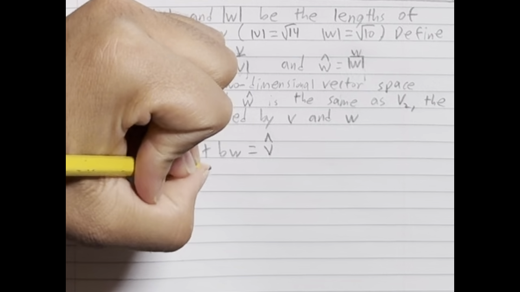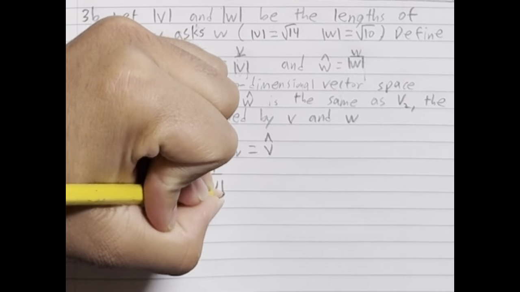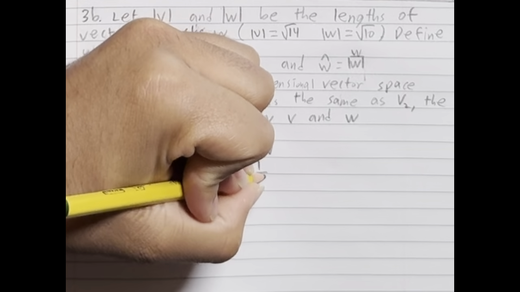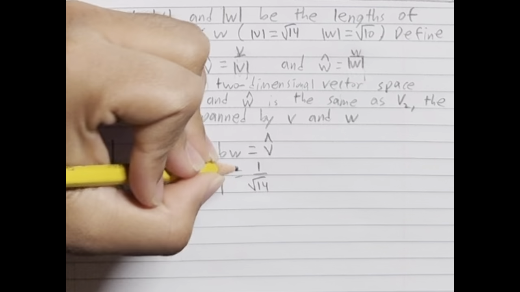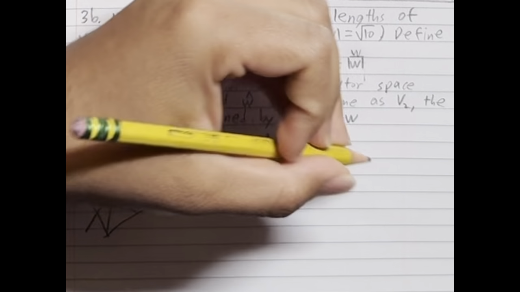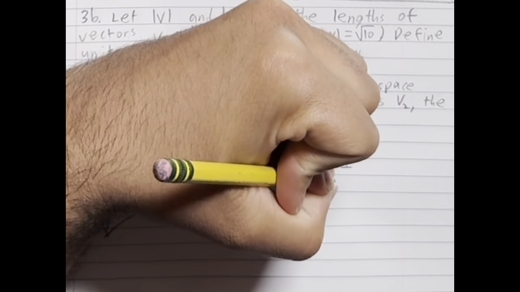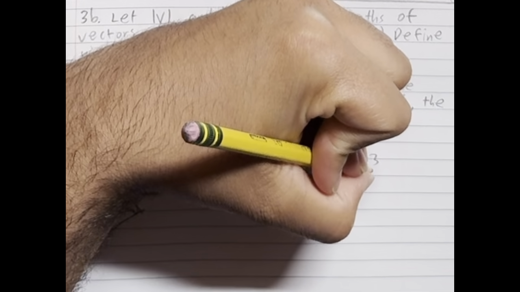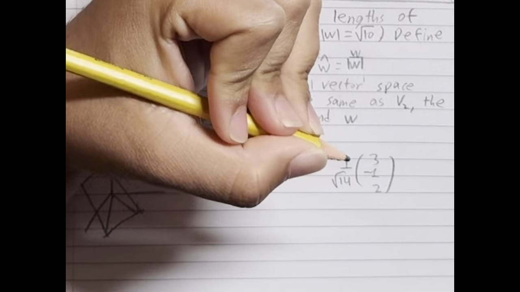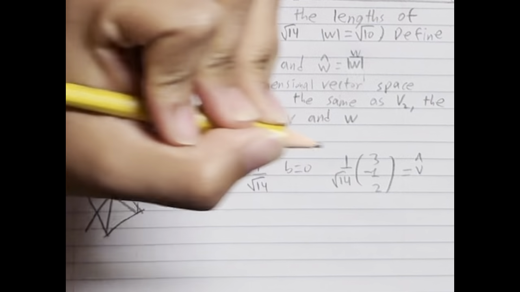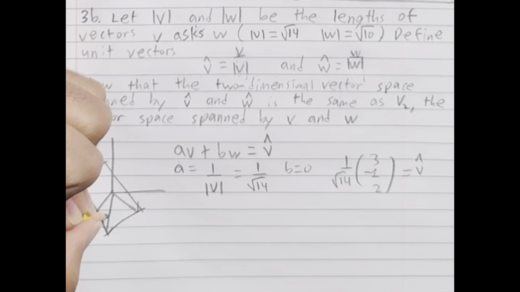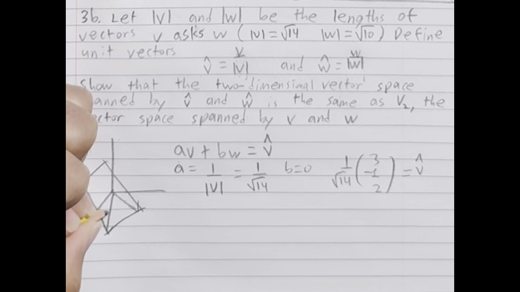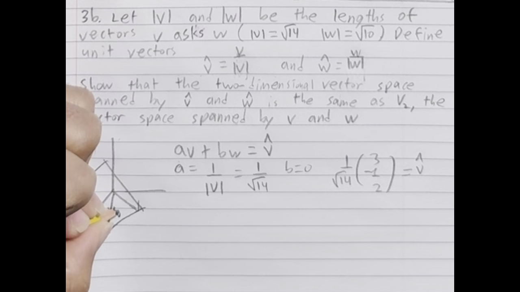So we can say that in the case for v hat, a is just going to equal 1 over the magnitude of v. And in this case, that's going to equal 1 over root 14. And then we can set b equal to 0. Because then we're going to get 1 over root 14 times the vector v, so 3, negative 1, 2. And this just equals v hat. So we've proven here that this unit vector does lie in the same subspace, because there's 0 influence with w, and there's going to be a length of 1 v hat, like this.